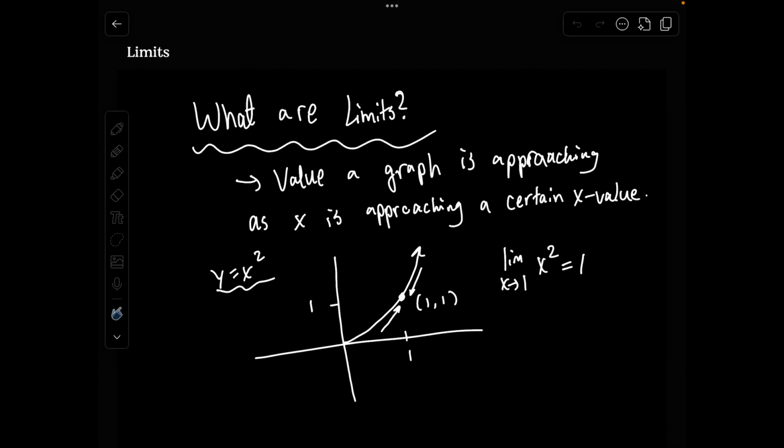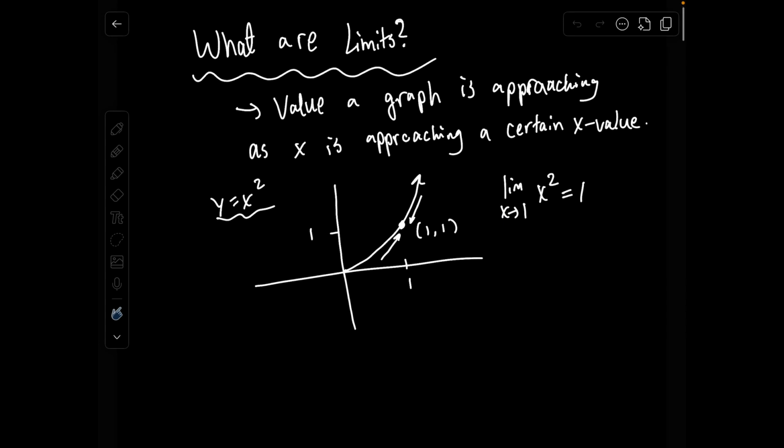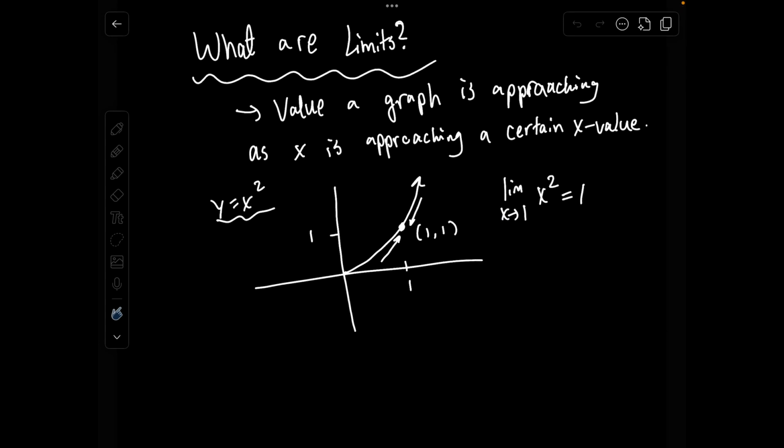What are limits? You might have heard what limits are before, but essentially it's just the y value that a graph is approaching as x is approaching a certain value. So as we can see on the graph right here, y equals x squared, the x value approaches 1, and with that, from both sides, the y value also approaches 1, so therefore the limit as x approaches 1 of x squared is 1.